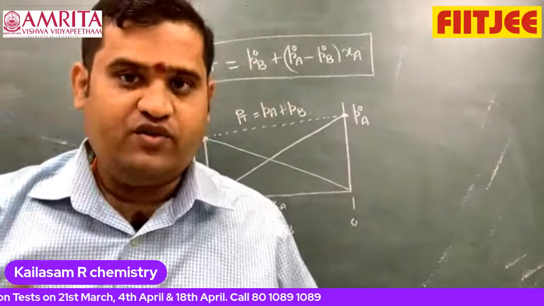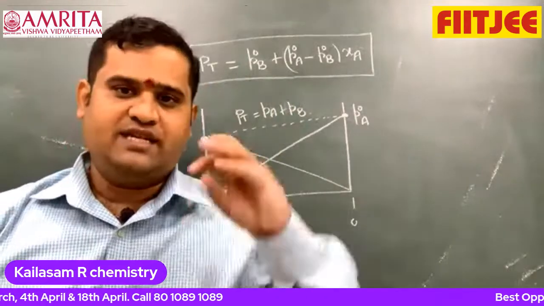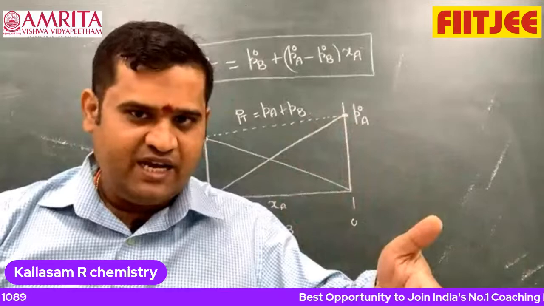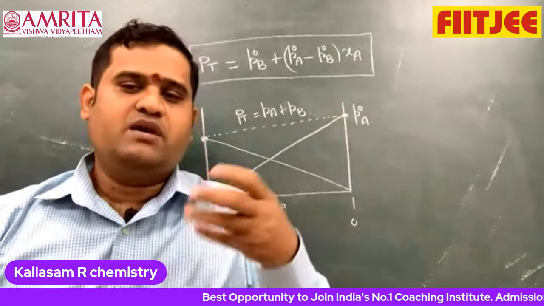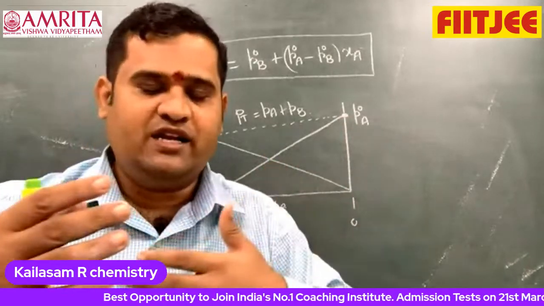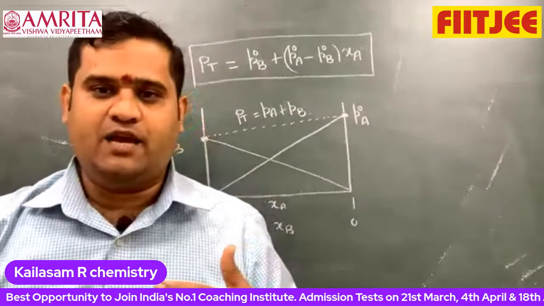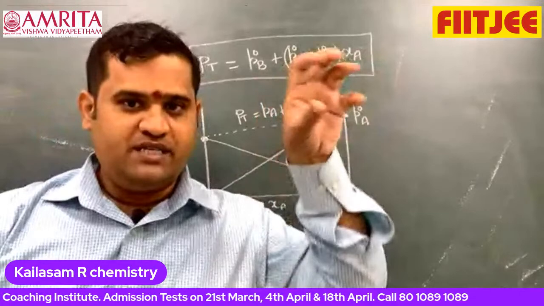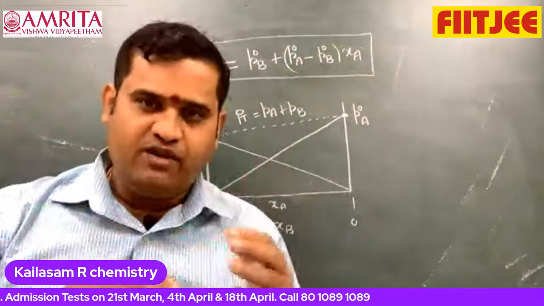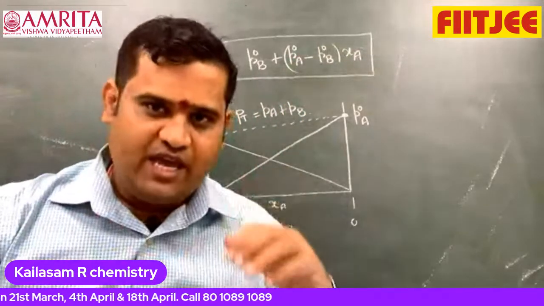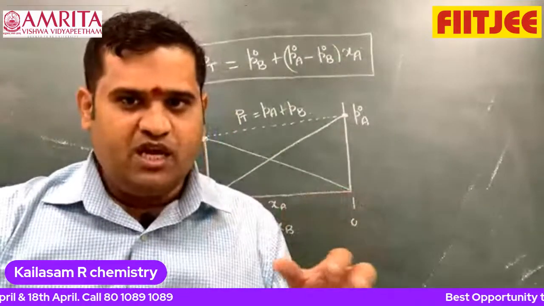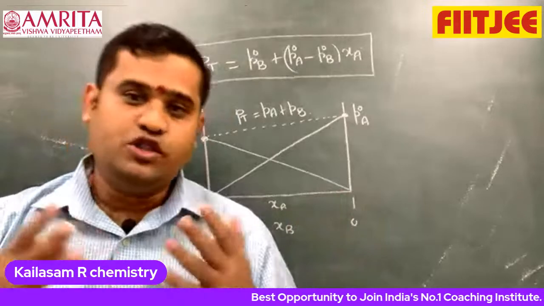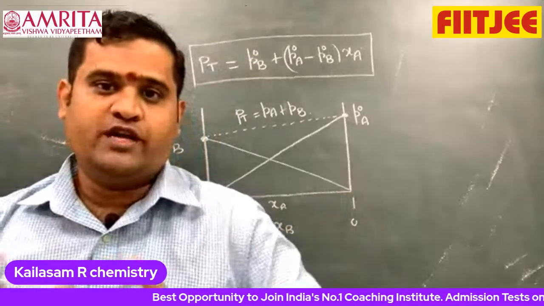For any ideal solution, delta H mixing is 0. Why? Heat energy is never released, never absorbed. Because ideal solution means there is no difference in interactive forces. Suppose we are taking component A and component B. If I mix them, the interaction of AA or the interaction of BB is equal to the interaction of AB. Therefore, such solutions are called ideal solutions.